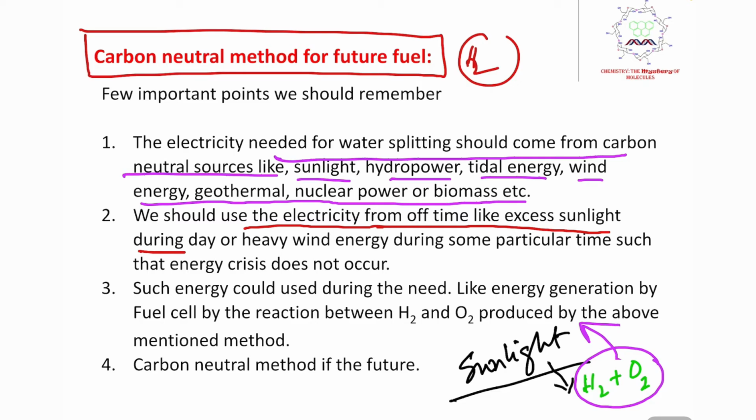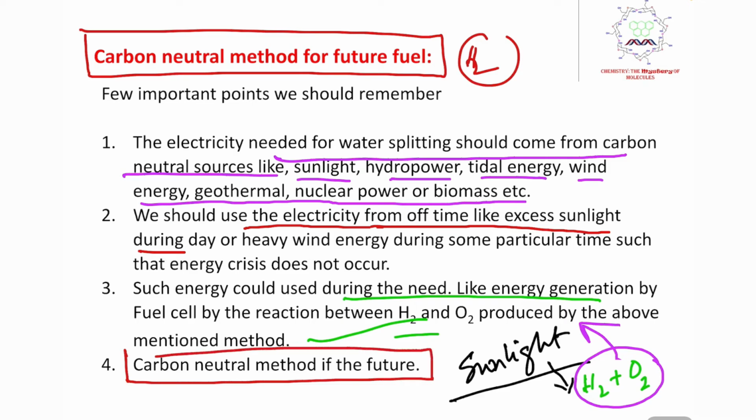That's the thing. Not only sunlight: there can be excess energy when there is a huge amount of airflow, like heavy wind, or some other issue. At that time that excess energy could be converted into hydrogen and oxygen, and later on it will be utilized. So that is the best from an energy waste point of view. In this way we can produce hydrogen using this method. But the most important thing is that a carbon neutral method is needed for executing everything.